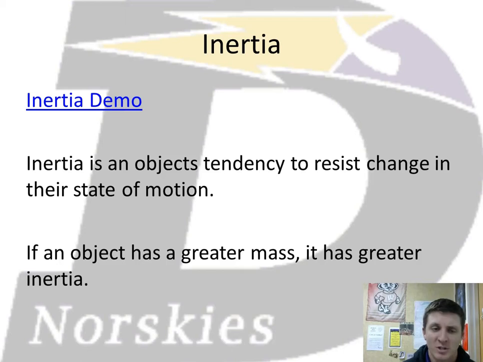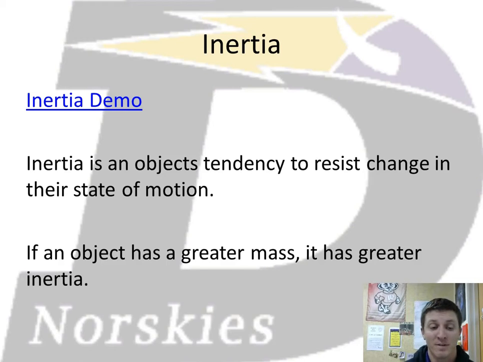Well, there's a demonstration here and you can check that out. I'll provide the link to you in the comment section below on the YouTube video. However, inertia is defined as an object's tendency to resist change in its state of motion. So objects are going to resist forces that are applied to them. That's what inertia is. So if an object has a greater mass, it has a greater inertia.